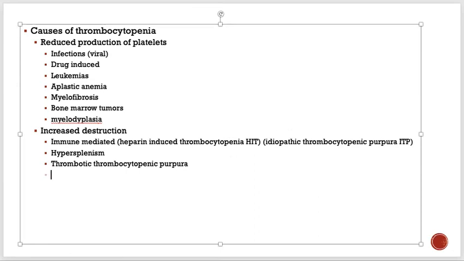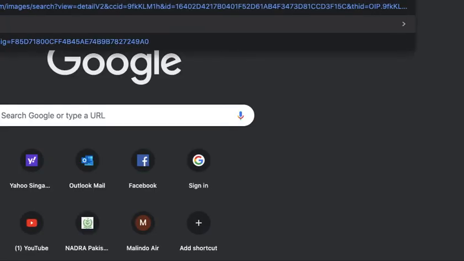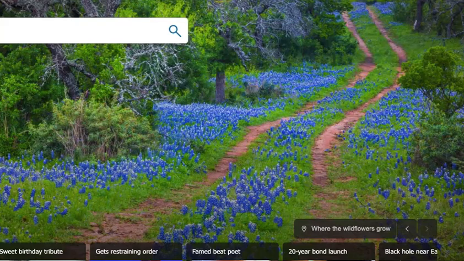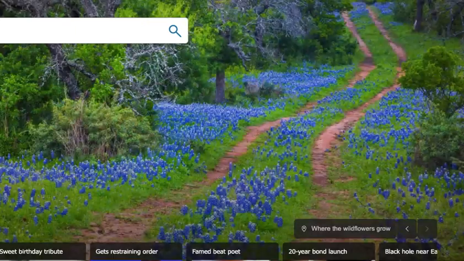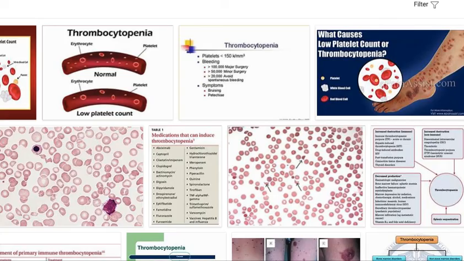Maybe I can show you over here how TTP or ITP looks. Thrombotic thrombocytopenia images you can see over here.